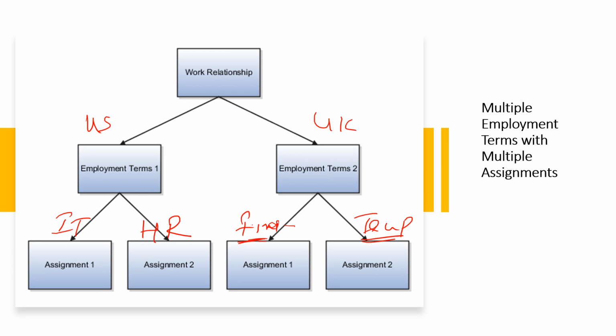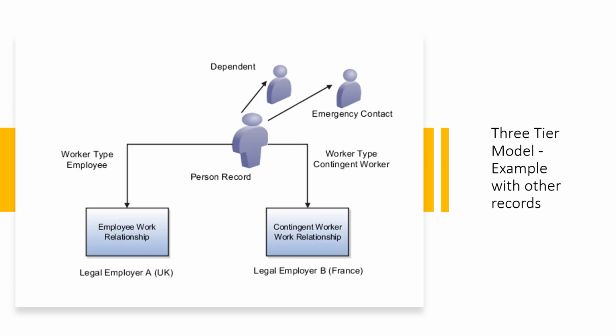Now, if I look at the holistic view of an employee, what all is going to come out? So this is a person record. They can capture the dependent information.